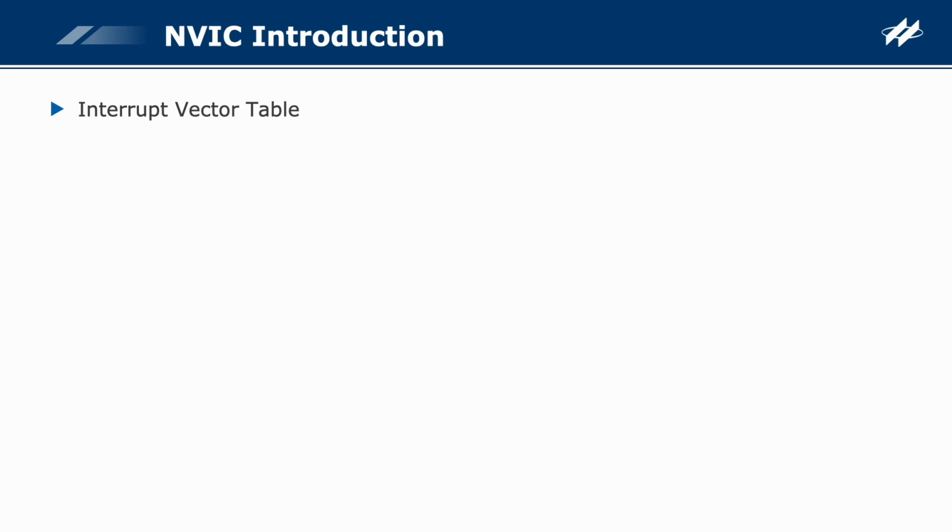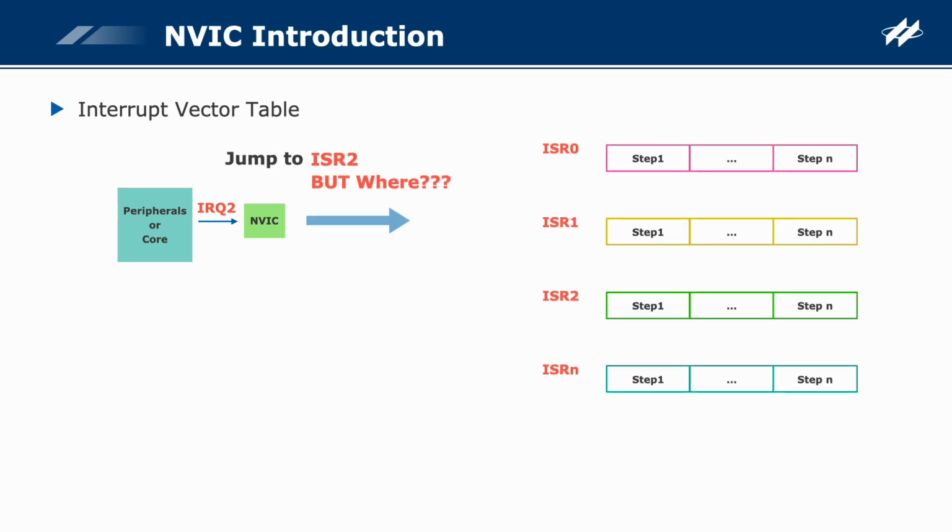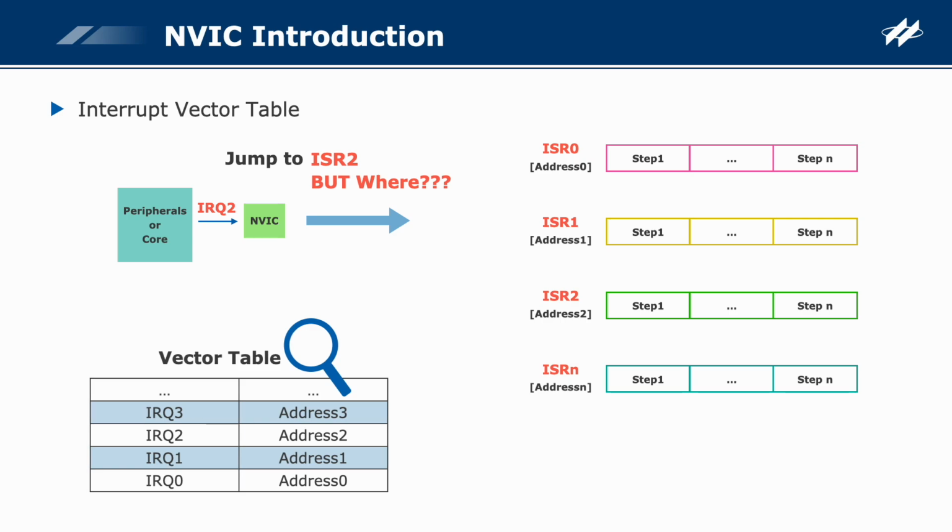For the NVIC to properly execute an interrupt service routine, ISR, it must first fetch the handler address from the interrupt vector table. Next, we'll explore how interrupts, exceptions are processed. When a peripheral or the core triggers IRQ2, the program must transfer execution to ISR2. However, a problem arises: how does the system locate ISR2's entry point? Since ISR memory addresses are dynamically allocated, the solution involves consulting the interrupt vector table. The interrupt vector table contains the starting addresses of all ISRs.